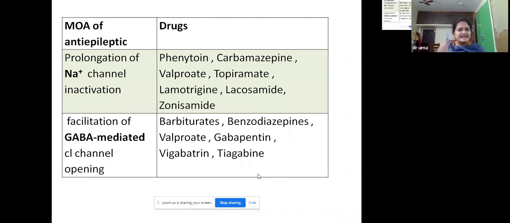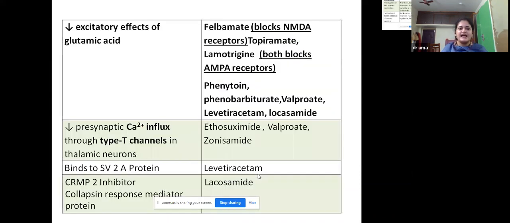And other drugs like phenytoin and carbamazepine are used. And LLT, that is lamotrigine, lacosamide, and topiramate. It will always come, lamotrigine, lacosamide, topiramate, all three come for the same mechanism. And zonisamide is for sodium channel inactivation and calcium influx. Zonisamide is only for these two.